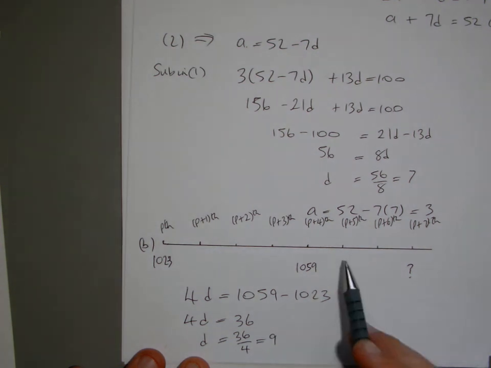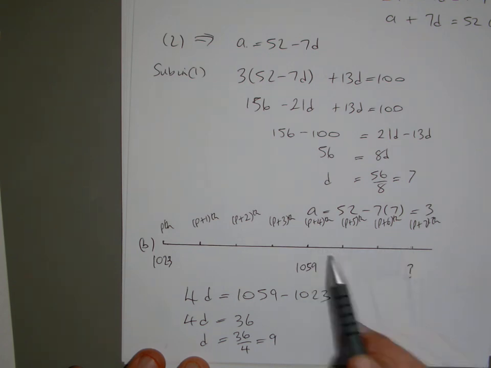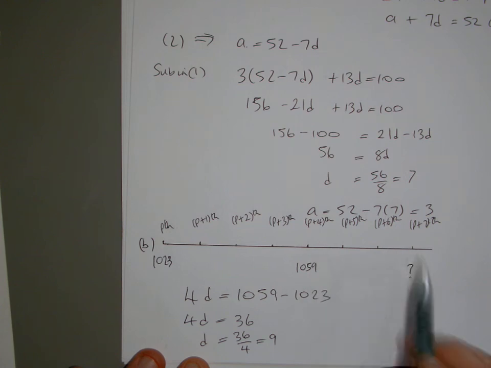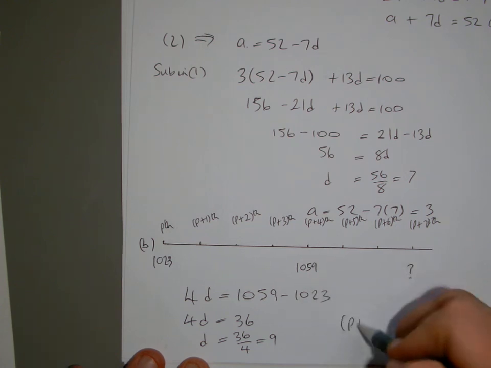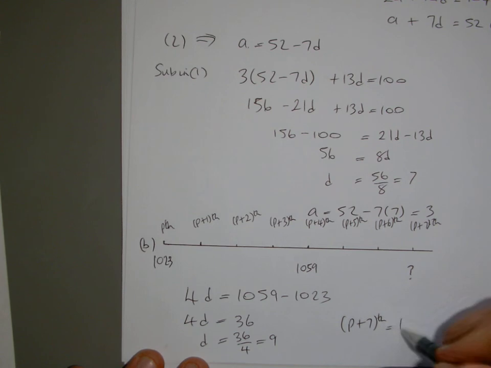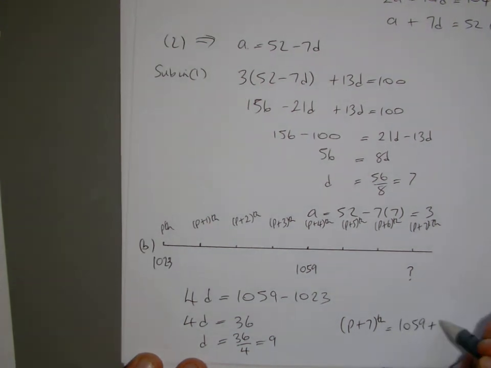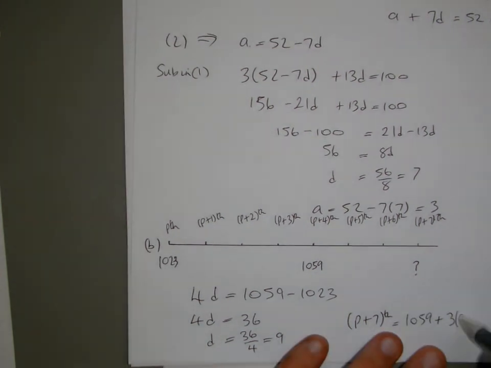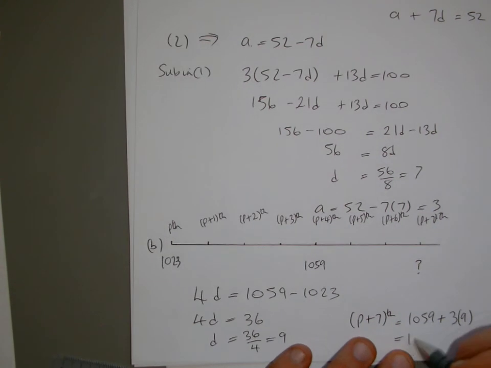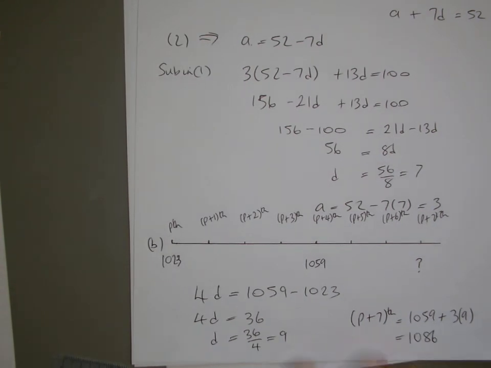So I just then need to see what this one will be by adding on how many 9s. So a 9 there, a 9 there, and 9 there. So I just got to add on 3 lots of 9, which is 27. So the p plus 7th term will be 1059 plus 3 lots of 9, which will be 1086 when I add on 27 there. So I hope that makes sense.